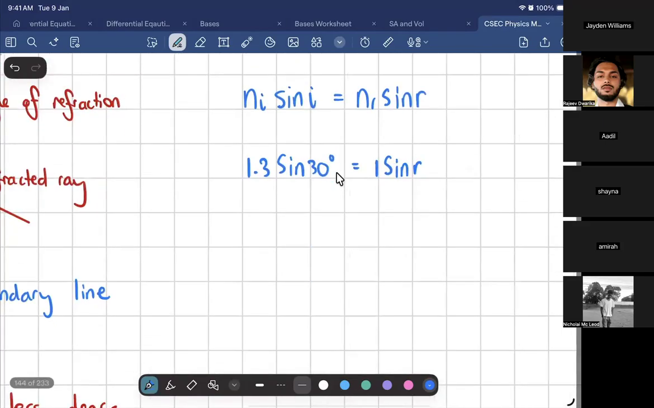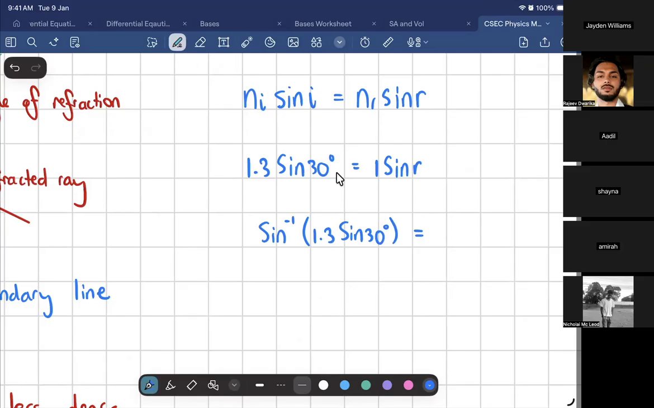What do we want to do next? Sine inverse. So tell me what to write next. I'm gonna see where you're gonna tell me. Sine inverse. Brackets. 1.3 sine 30. And that'll be equal to what? 40.54. You're not wrong, right?